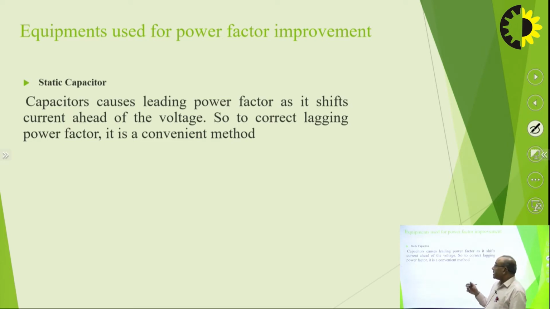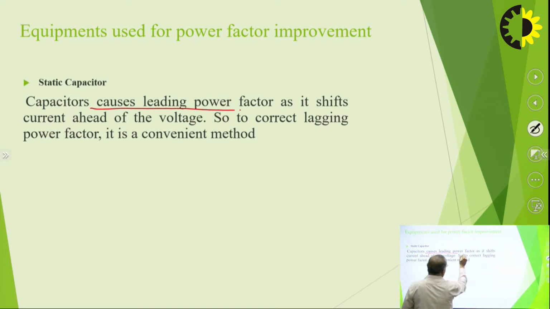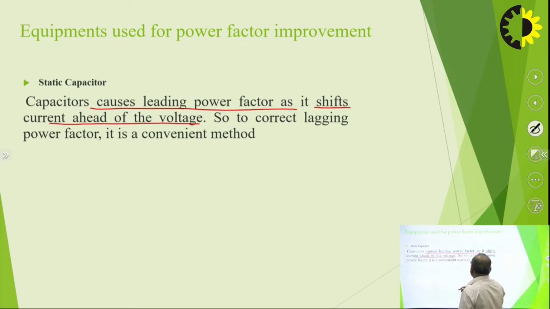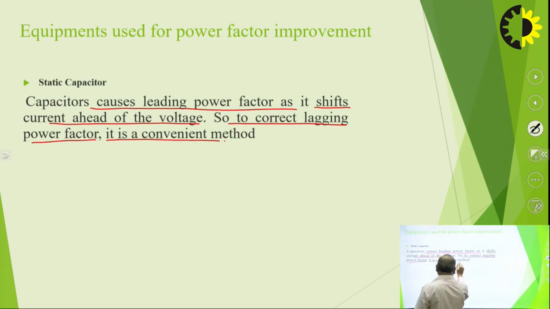We know capacitors take leading power factor current. So it causes leading power factor. Why? Since it shifts the current ahead of the voltage by 90 degrees. So in order to correct the lagging power factor, which is poor power factor also, we use a capacitor for power factor improvement. So it is a convenient method for improvement of power factor.